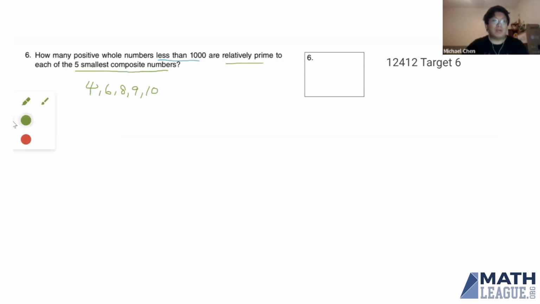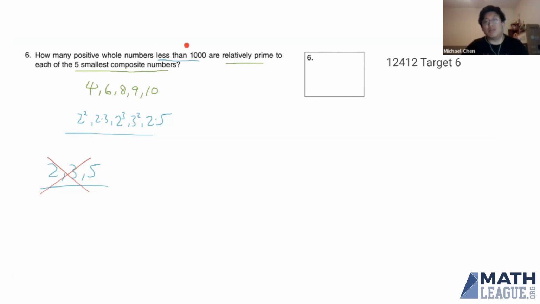So if we look at these, we can prime factorize each of these numbers. We get 2 squared, 2 times 3, 2 cubed, 3 squared, and 2 times 5. Now, the key point is that if a number is relatively prime to all of these, then it has no factors of 2, 3, or 5. So these are the forbidden factors, I guess we could call them. So we want to find the number of whole numbers less than 1,000 that do not have any factors of 2, 3, or 5 in their prime factorizations.